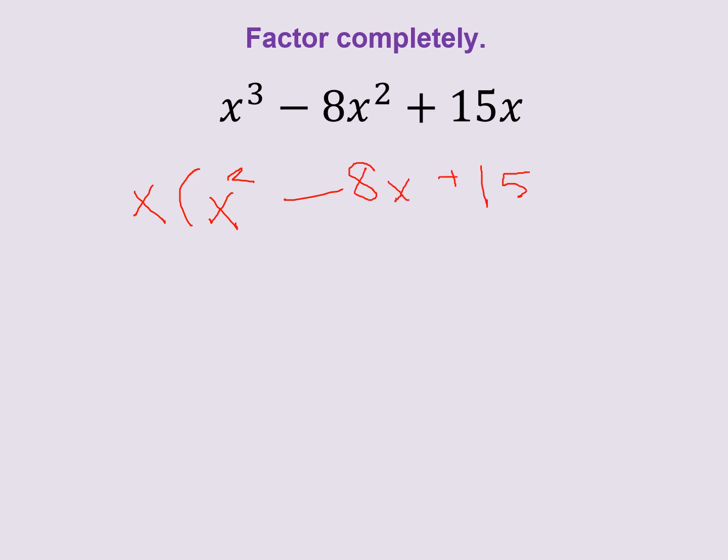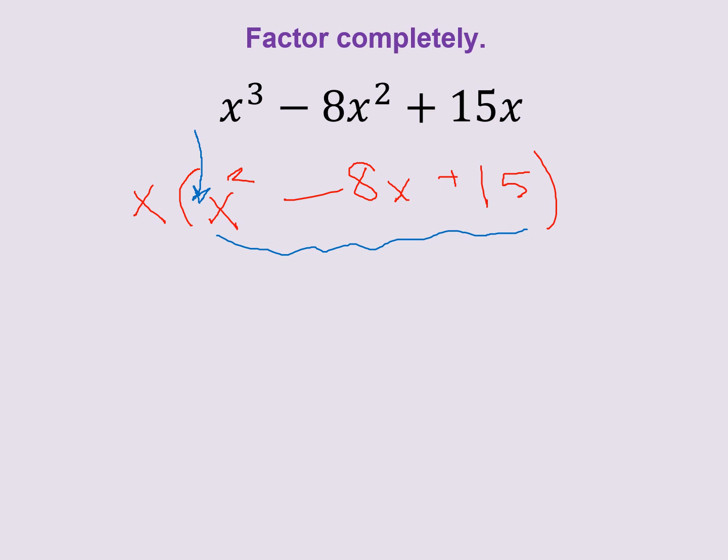Well, I might not be done. I need to look at the polynomial that's left on the inside and ask, could I factor that? So, how many terms does it have? It has 3. Is it in our structure, x squared, x, constant? Yes. All right, maybe we can factor it like a trinomial. So then I have to look at the leading coefficient and ask, is this coefficient 1? And it is. So I know I can do the quick method.